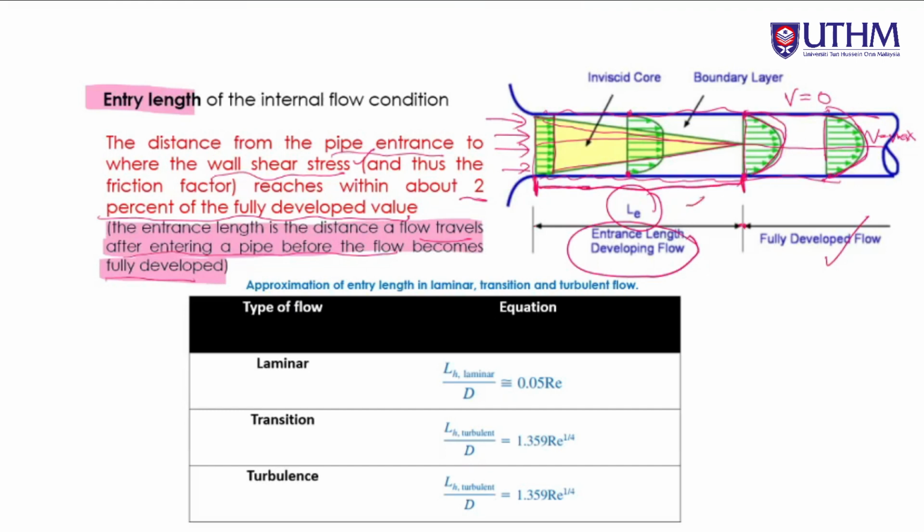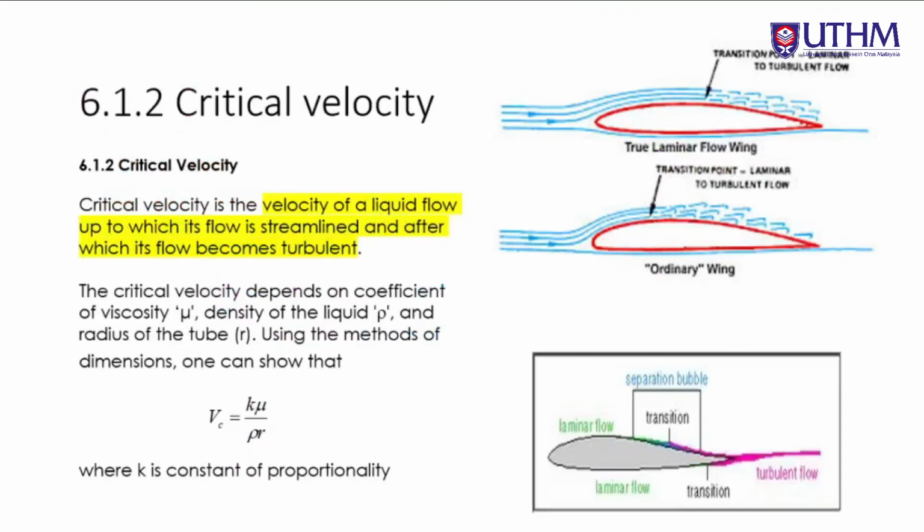This is called as the entrance length, and this table give you guys an approximation of the entry length for different types of flow conditions. So for laminar, usually it can be regarded as 0.05 of its Reynolds number, and this is for transition, and also this is for turbulence. Okay, but you guys need to know this is just an approximation.